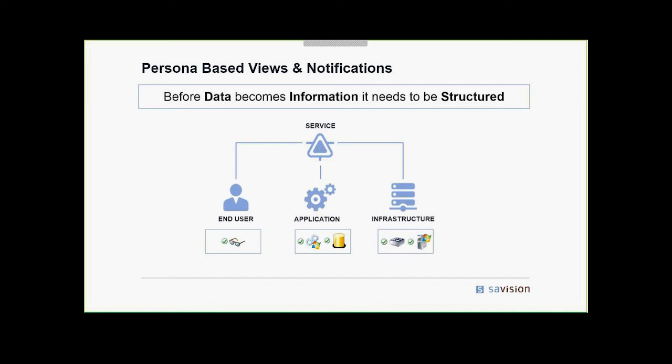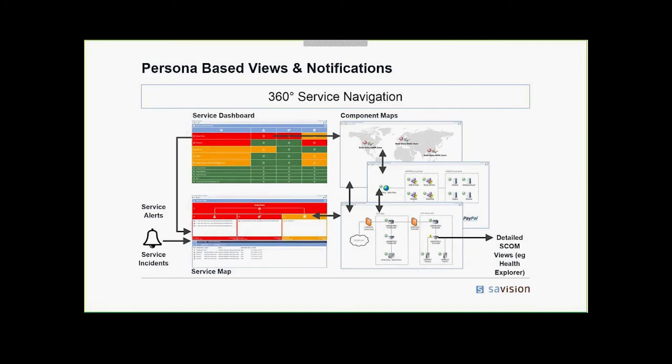With that, when you drill down into your service, we're trying to provide a 360-degree service navigation from the end user moving over into the application and finally into infrastructure. And then from there, you can drill down to an object and look at the Health Explorer from the Operations Manager web console to truly get that alert, make life a little easier, and help you navigate around a particular service with pretty ease of use.